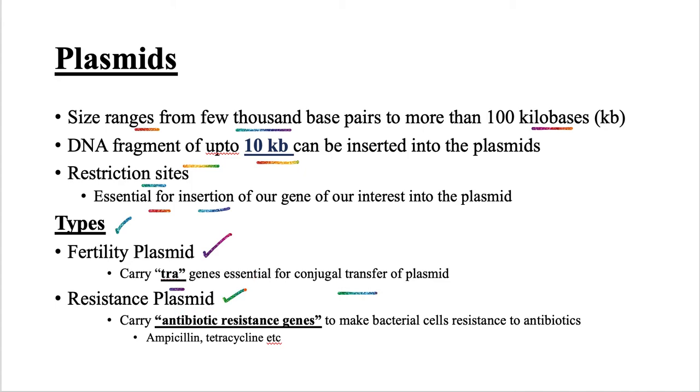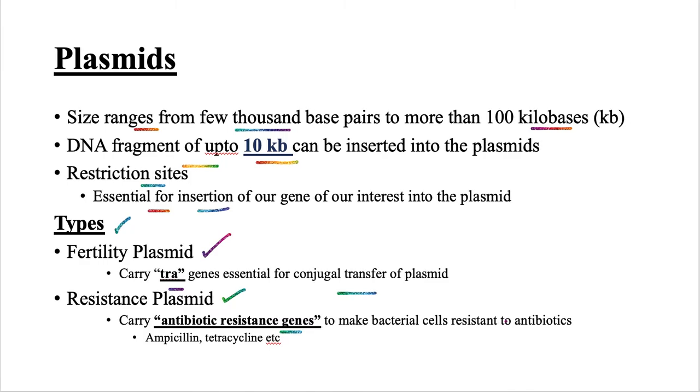We have the resistance plasmid, as the name indicates. These plasmids carry antibiotic resistance genes to make bacterial cells resistant to antibiotics. We have different antibiotics, for instance, ampicillin and tetracycline. Now, those bacterial cells that carry plasmids with a particular antibiotic resistance gene are resistant to those particular antibiotics.